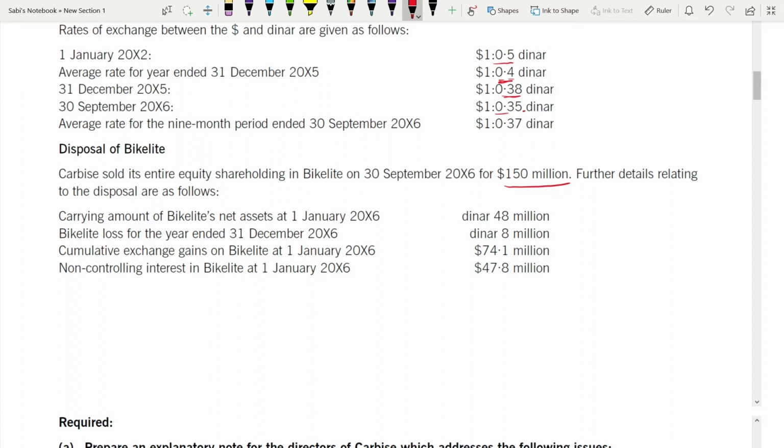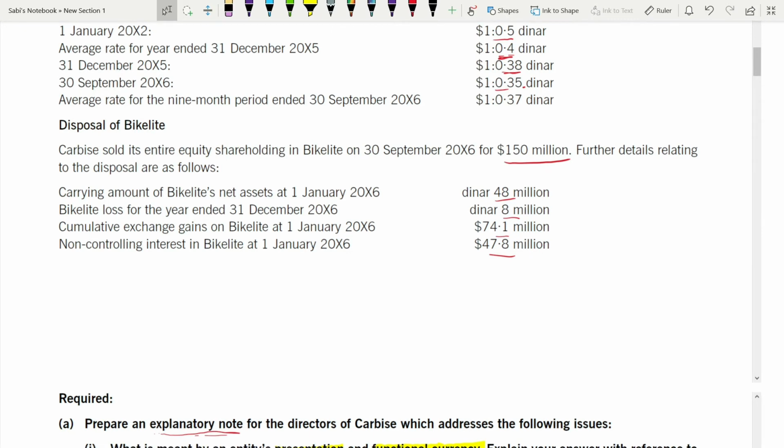So here from the disposal, since they have disposed wholly, you can take what is the carrying amount, what is the NCI here. So carrying amount of Bike Light's net assets at 1st of January 2006 was 48 dinar. Loss for the year to 30th September 2006, 8 million. Cumulative exchange gains 74.1, and NCI 47.8 million on 1st of January 2006, before they have disposed, because they have disposed on 30th September 2006, but these are the amounts given on 1st of January 2006.